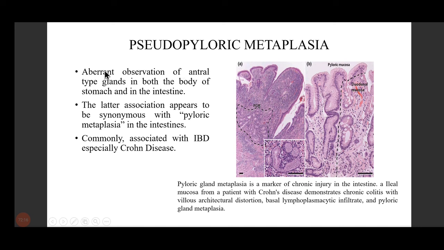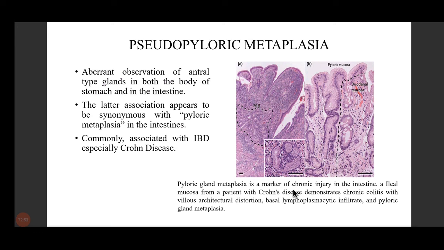Pseudopyloric metaplasia is basically an aberrant appearance of antral type glands in the body of the stomach or in the intestine. So you are seeing antral type glands in the intestine. So this is pseudopyloric or pyloric metaplasia. It is commonly associated with IBD, more commonly with Crohn's than ulcerative colitis. Pyloric gland metaplasia is a marker of chronic injury in the intestine.